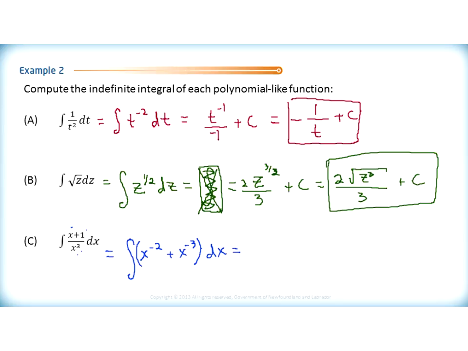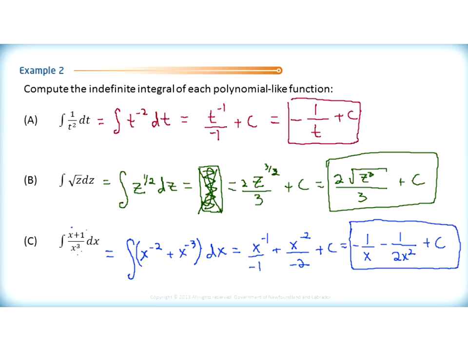So that's going to be equal to anti-differentiate, remember I increase my exponents by 1, and then divide by my new exponent. So this will be x to the power of -1 over -1, plus x to the power of -2 over -2, and then plus my arbitrary constant. So now to write that in a more professional looking form, it'll be -1 over x minus 1 over 2x squared, and then plus our constant. Okay, so there's the antiderivative of that one.